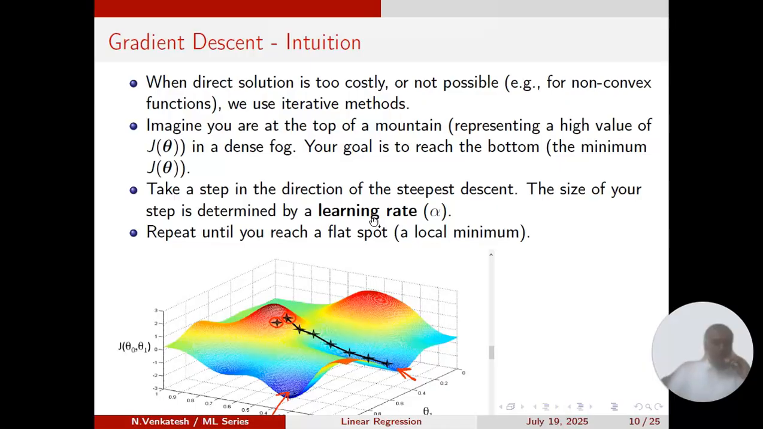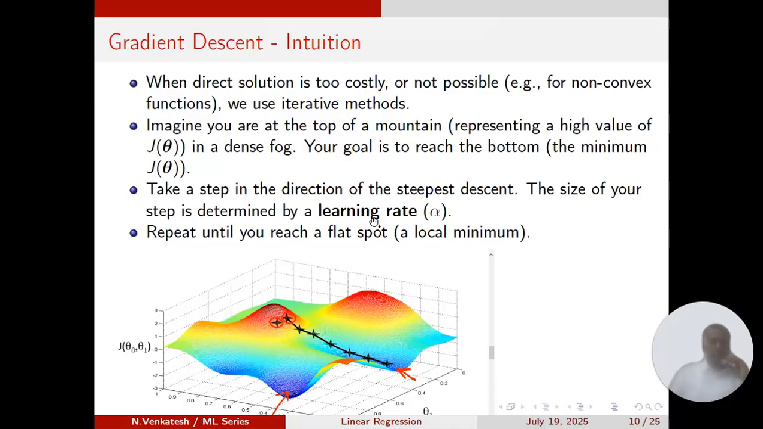Initially, it starts with random parameters, and it works by checking how wrong the prediction is, and then taking small steps to reduce the error again and again until it gets better. This method is used when a direct solution by normal equation is costly or not possible for non-convex functions. This is an iterative method.